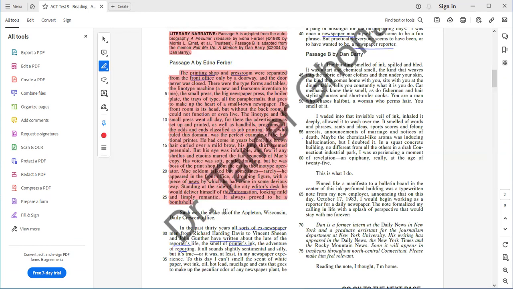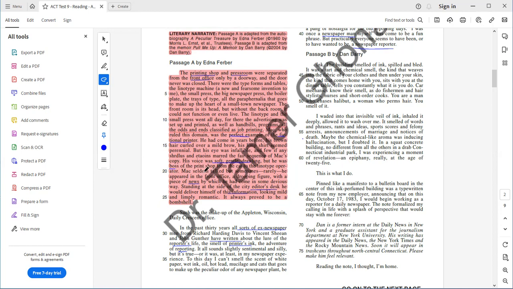Mac ruled this domain with the perfect example of the fictional printer. He had come in years before. His brown hair curled over a mild brow. His lamb shirt seemed perennial, but his eye was infallible. And few, if any, struggles marred the first sequence of Mac's copy. His voice was soft, gentle, rolling, but he was boss of the print shop.